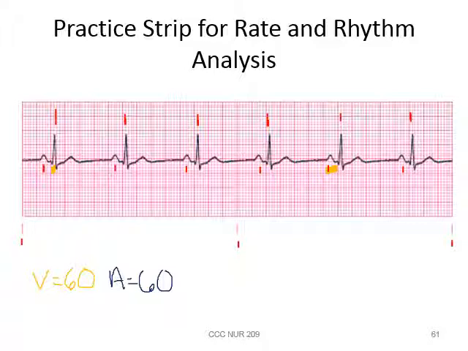We would take our paper and lay it here and here and move it from here to here, from here to here, or we would sit here and count the number of little boxes in each one. So this is a normal sinus rhythm.